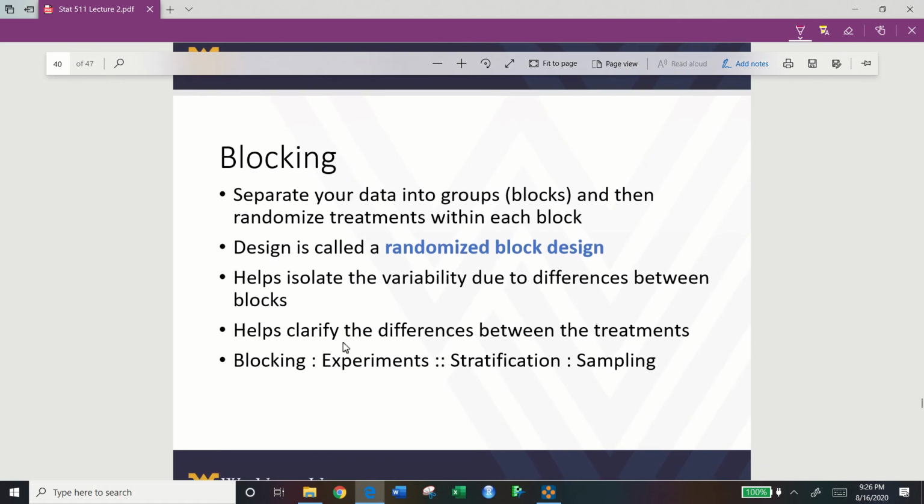So what it is when we block, we separate our data into our groups, in this case our cats and dogs, and then we will randomize our treatments within each block. This design is called randomized block design, and it helps isolate the variability due to differences between our blocks. And it also helps us clarify the differences between our treatments. Types of blocking, as we've already heard before, stratification.